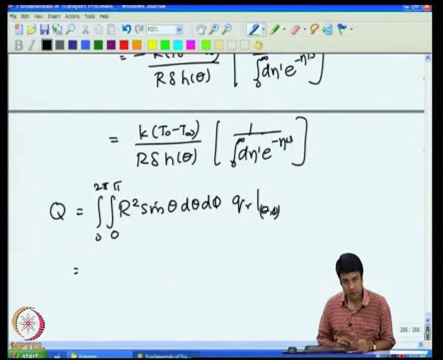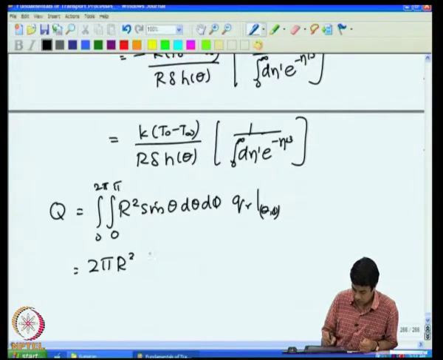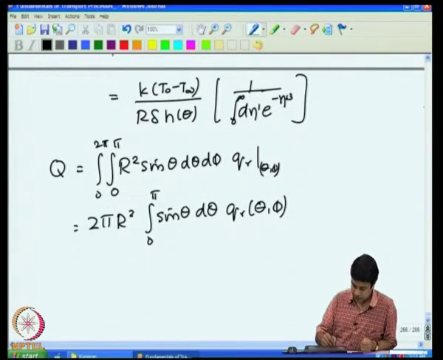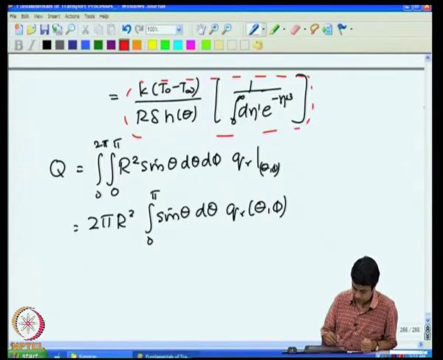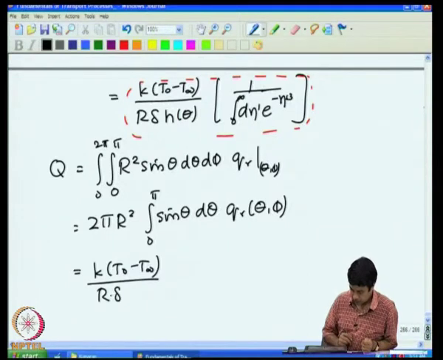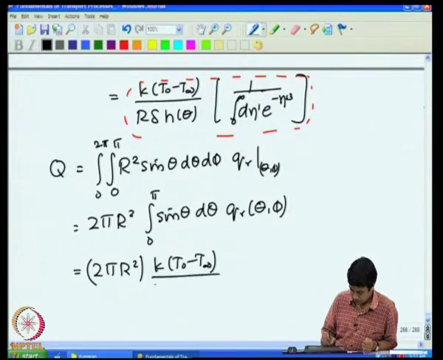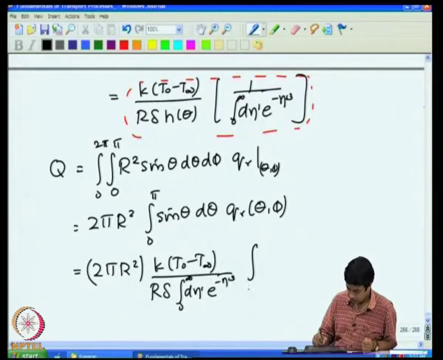There is no variation in the phi coordinate, of course, and so I will just get 2 pi R square integral 0 to pi sin theta d theta times qr at theta and phi. So, I substitute this expression into this to get the total heat flux, k into T naught minus T infinity by R delta, times integral over theta 0 to pi sin theta d theta, 1 by h of theta.